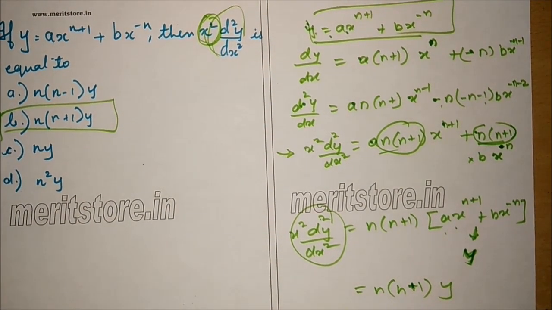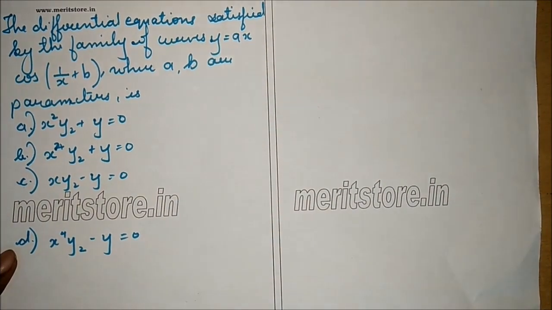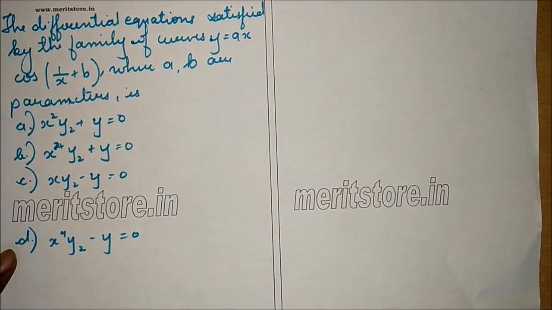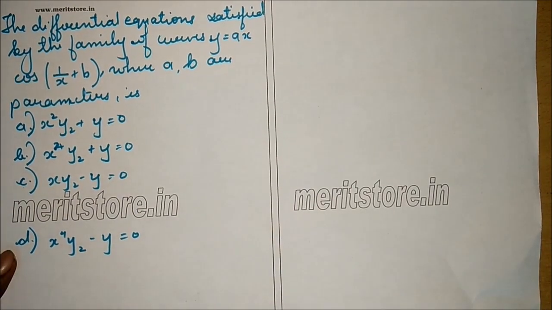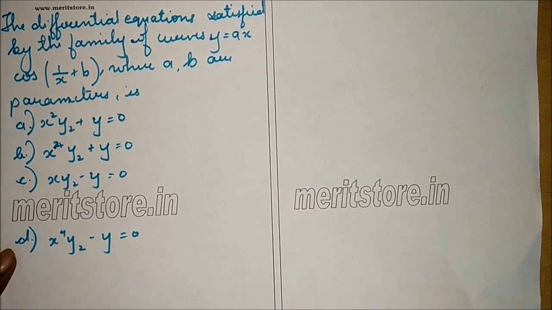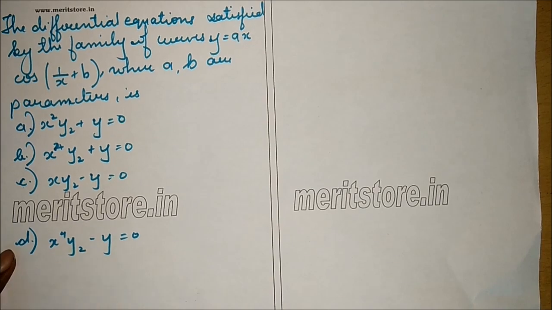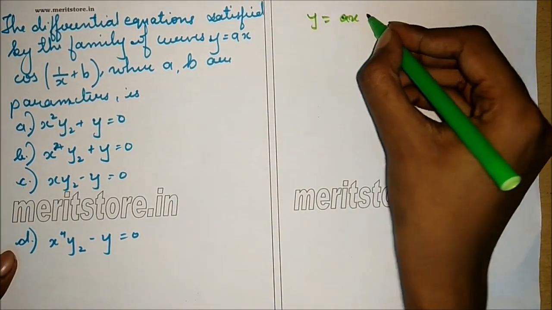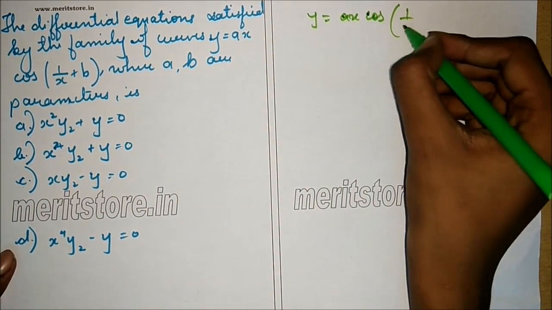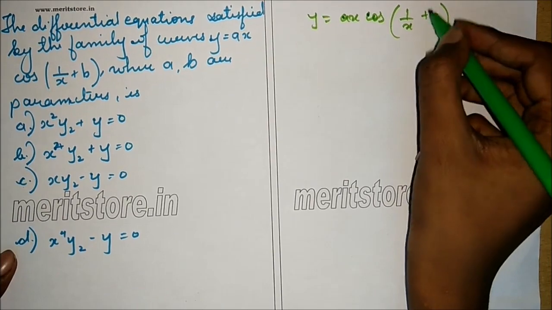The differential equation satisfied by the family of curves y equals ax into cos of 1 by x plus b, where a and b are parameters, is. So we are supposed to find the differential equation from the equation of the curve. What is given is y equals ax cos of 1 by x plus b. So now we differentiate this with respect to x.